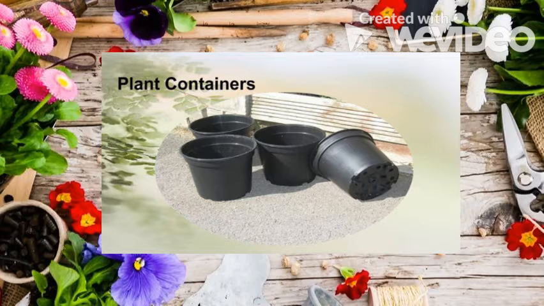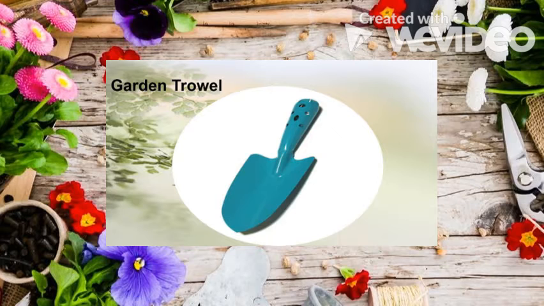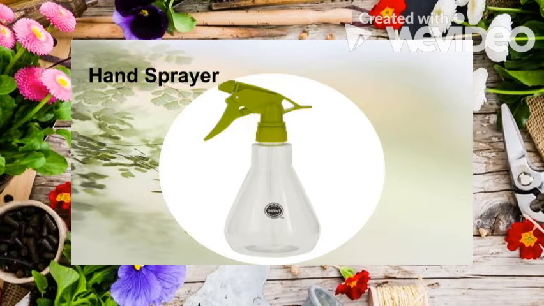Next, we have the garden trowel. As you can see, this is used for creating small holes in soil, scooping soil, and loosening the plant in a pot or in the ground. Next, we have the hand sprayer. We all know that this is used for spraying minor insect pesticides. We can fill insect pesticides in this hand sprayer.